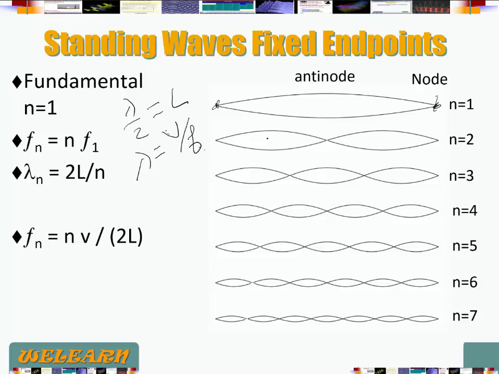For example, we have this situation here. In this case, we still have a node at both ends because the ends are tied, but we have a node midway through the string.